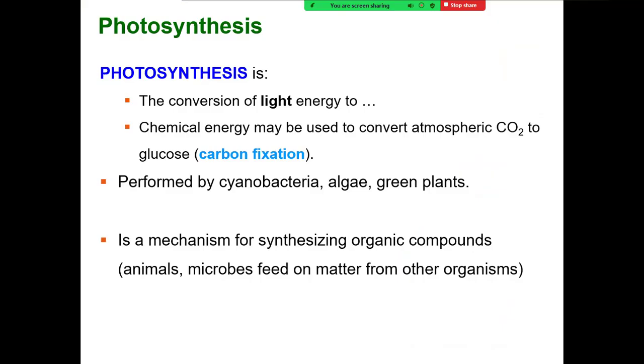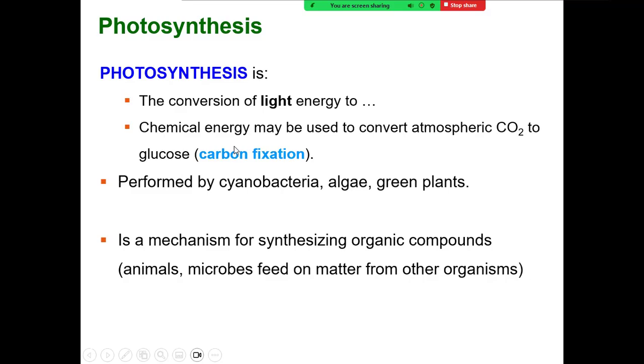All right, let's briefly talk about photosynthesis. Photosynthesis is the conversion of light energy to chemical energy. The chemical energy may be used to convert atmospheric CO2 to glucose. So oftentimes, photosynthesis is used to make glucose. Not all the time, but a lot of the time. And this conversion of atmospheric CO2 to glucose is called carbon fixation.